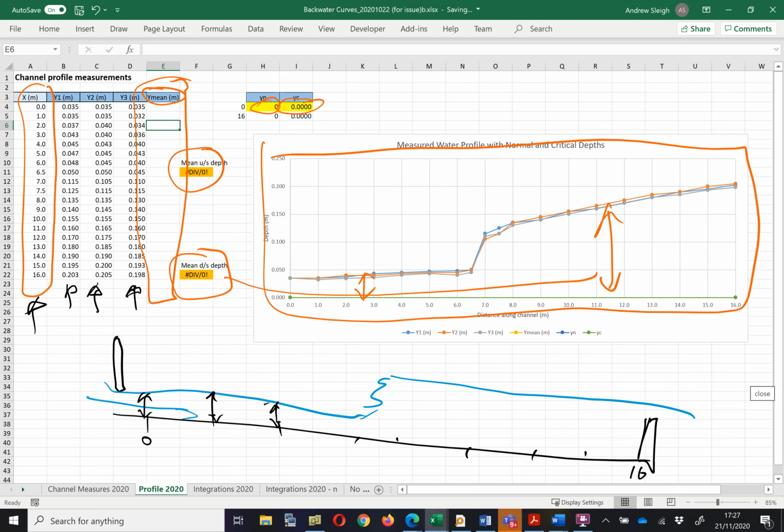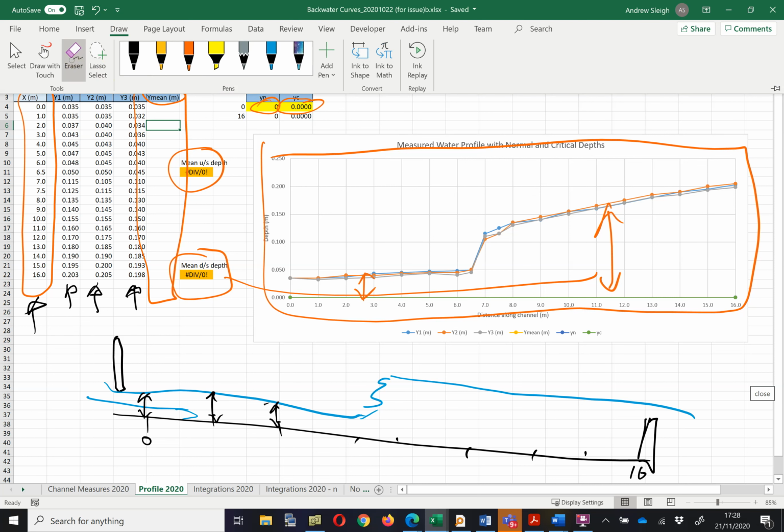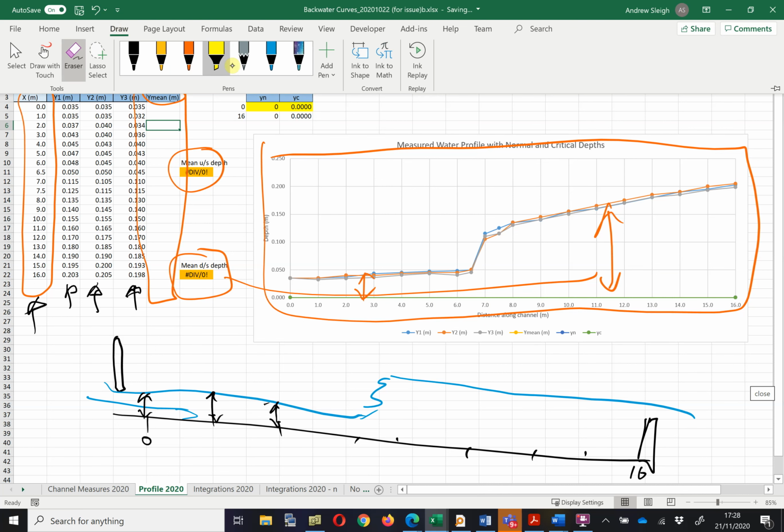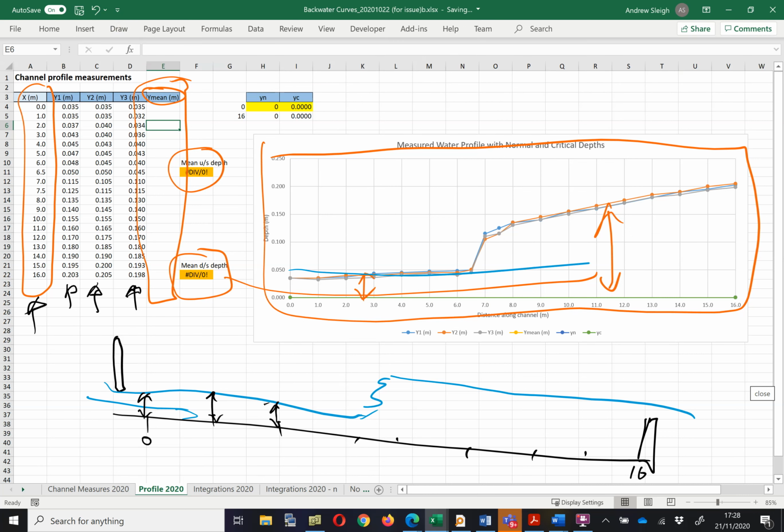So on this sheet is handily put a link to the critical depth and normal depth calculations. I'll just rub off those two, right? Because once you've calculated those, it will draw two lines on this channel diagram for you, your critical and normal depth, YC and YN.